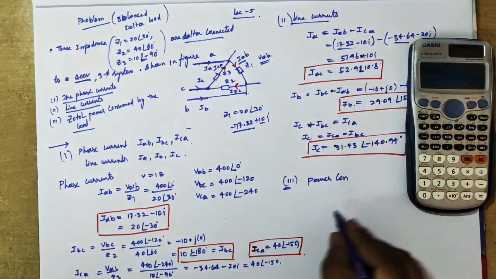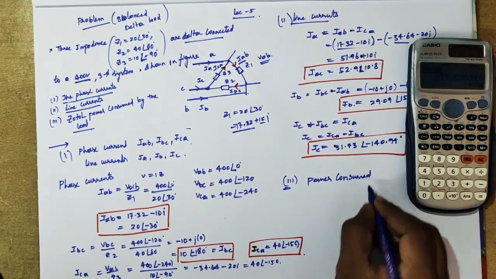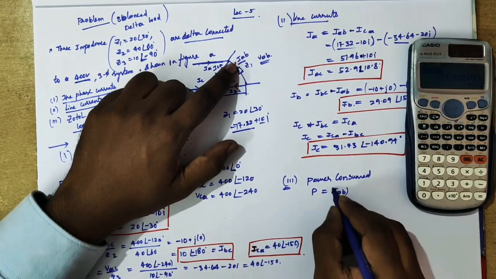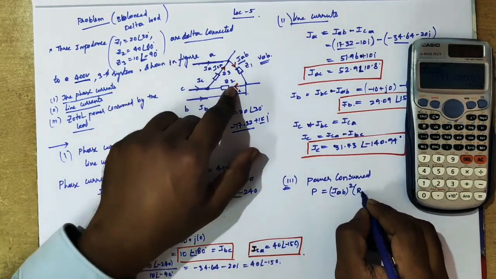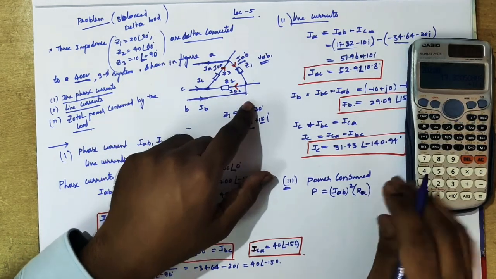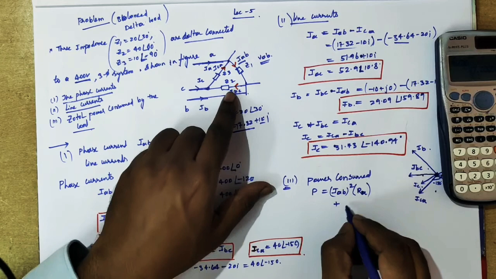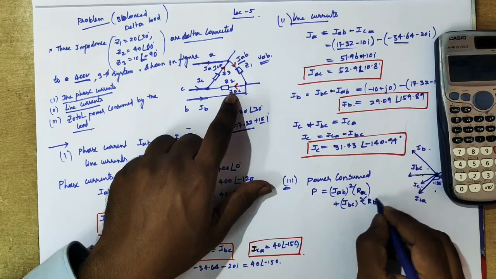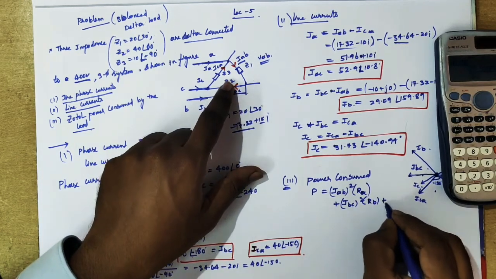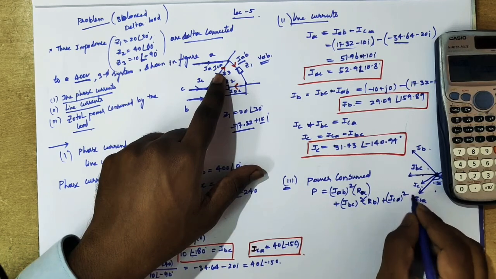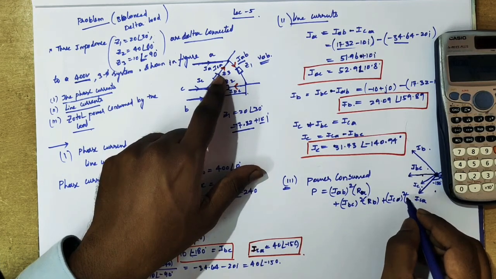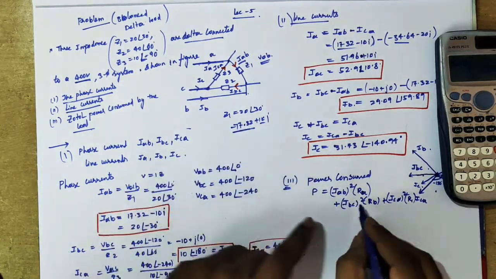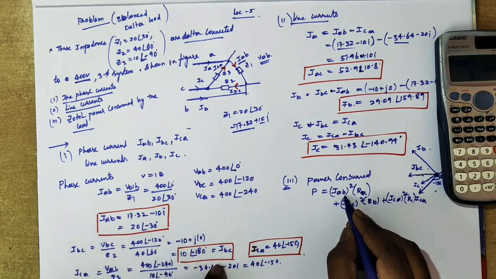We can calculate the power consumed as P equal to what? Phase current IAB whole square into RAB, plus phase current IBC square into RB, where RB is the resistive element of Z2, plus ICA whole square into RC. So you need to find these real terms of Z1, Z2, Z3 and substitute, and you have the phase currents. So you have to add that.